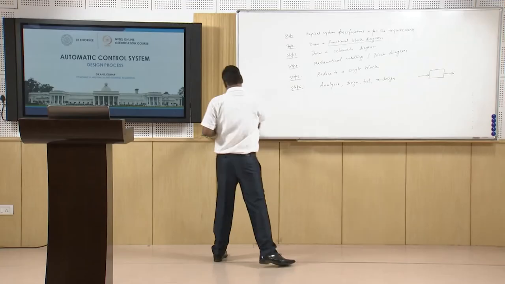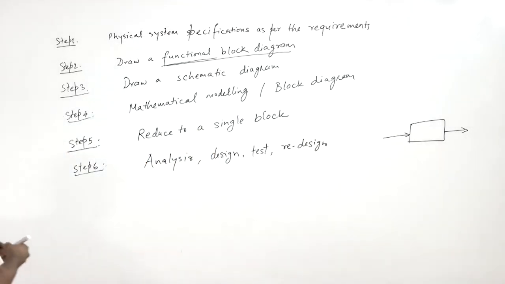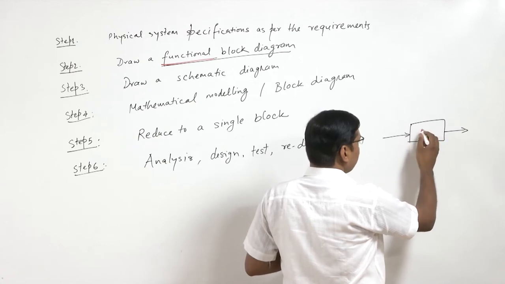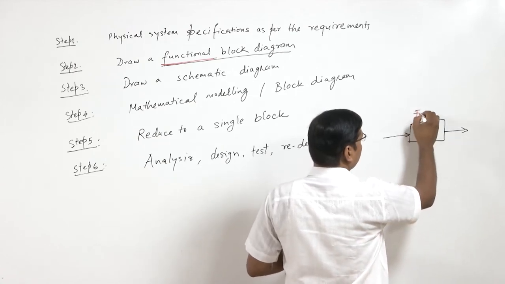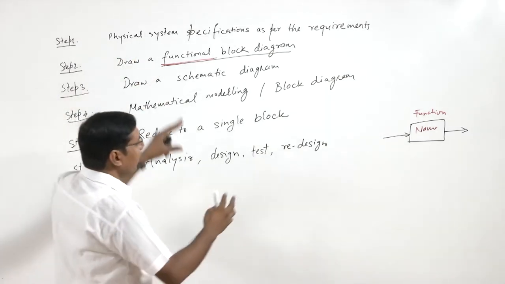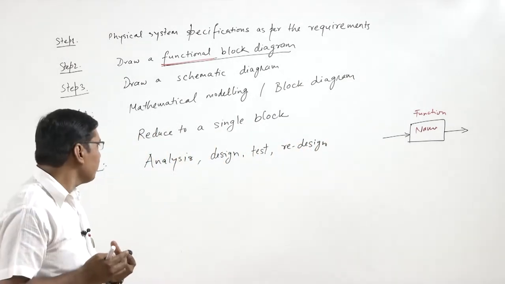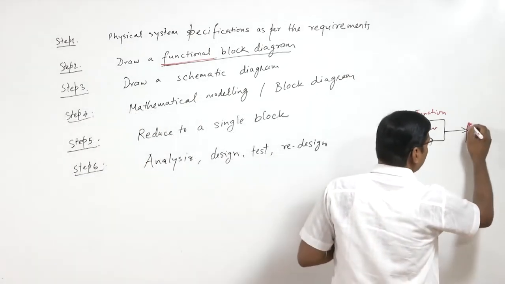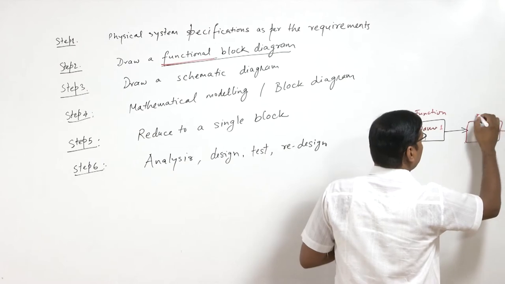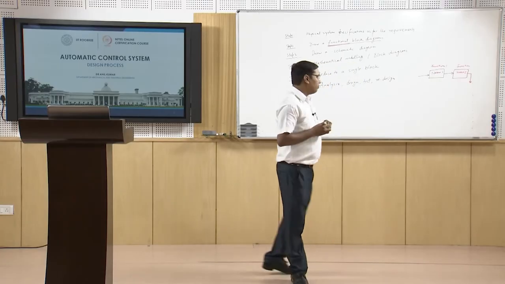Here there is a difference between a block diagram and a functional block diagram. This is a functional block diagram. We will name the component and its function. So here is the name of the component and its function. What is its function? We will write it like this. And we will represent this physical system as a continuous assemblage of functional blocks. Then the next system, and what is its function, and so on. We will make this functional block diagram.